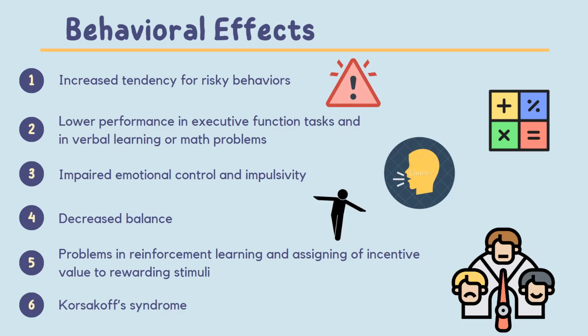Also, during adolescence, dopamine systems in the brain are still developing, and they are more sensitive to reward-related stimuli. So the reward pathways are being considerably affected, and this can lead to problems in reinforcement learning and assigning an incentive value to rewarding stimuli, which can lead to alcohol disorders in adulthood. Finally, there's also an indirect behavioral effect of alcohol, called Korsakoff's syndrome, a neurological disorder related to heavy chronic alcohol use, and it can cause disorientation, confusion, apathy, and motor issues with coordination as well as balance or personality changes.